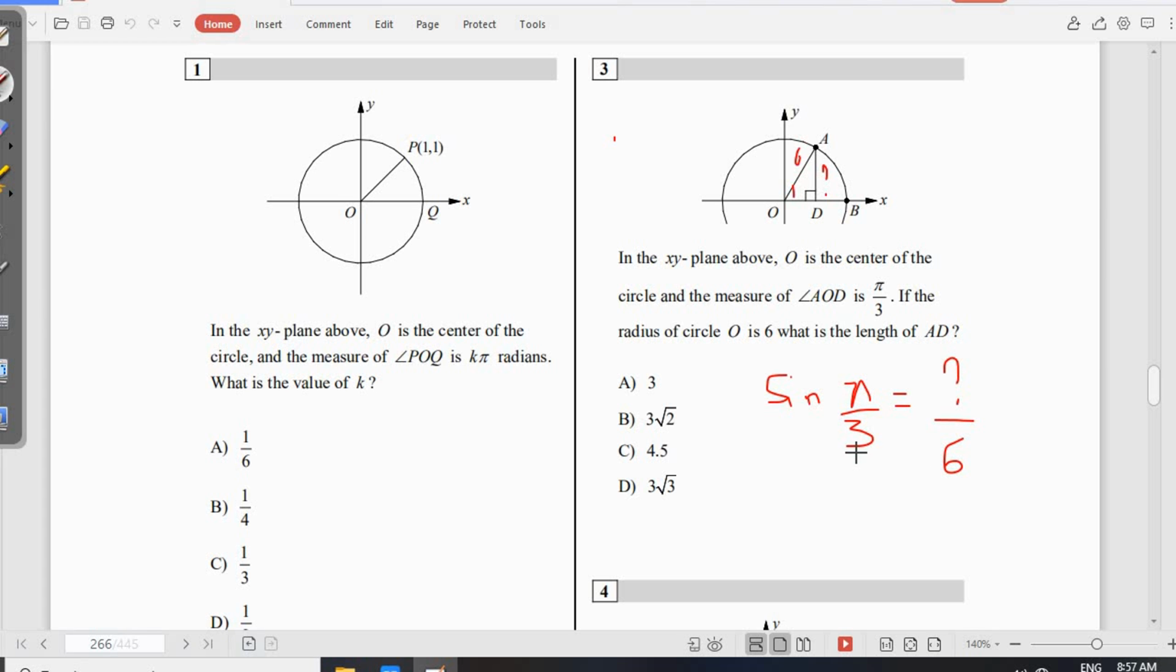So what's sine pi/3? Well, sine pi/3 is not too hard to think of. Pi/3 is actually 180 divided by 3. That's 180 divided by 3, this is 60, so sine 60. So why did I say sine 60? What is sine 60?